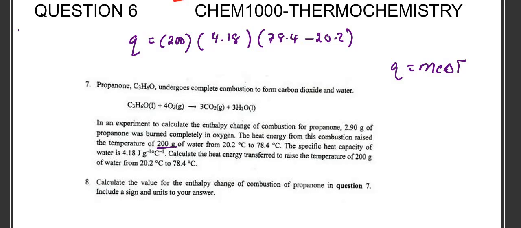So this is a 200. They specifically wanted the heat for water. That's why we're just using 200. If they wanted it for the whole solution, you would have added the propanol 2.9 and the 200 grams, then multiplied by your 78.4 minus your 20.2.